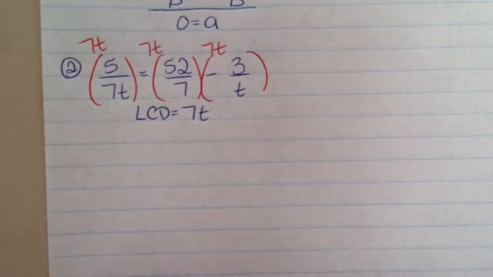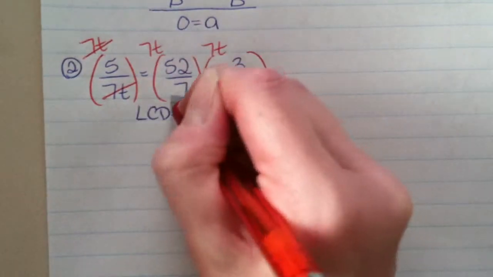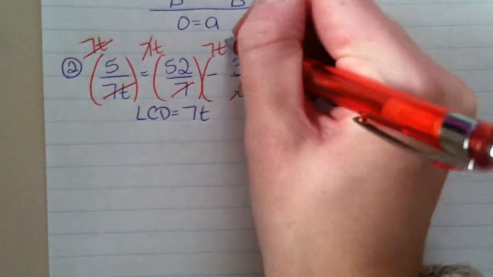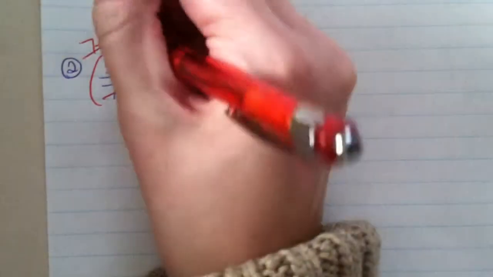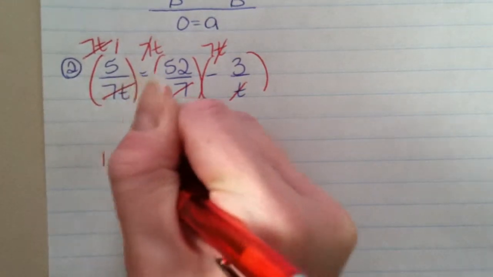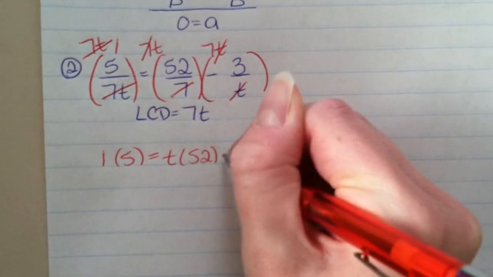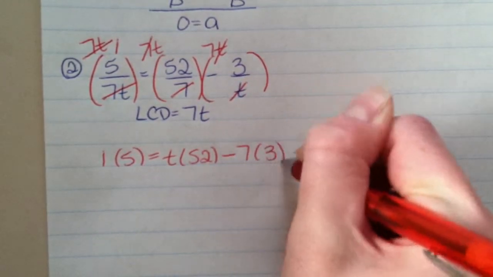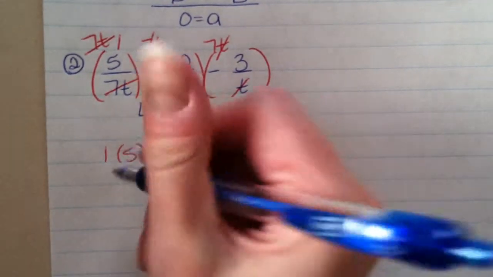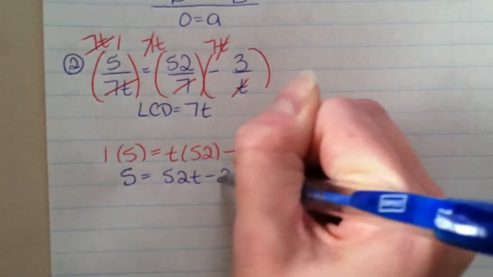Now let's simplify. 7t over 7t cancels each other out. 7t over 7, the 7's drop out. And 7t over t, the t's drop out. So now I am left with 1 times 5 equals t times 52 minus 7 times 3. Okay. 5 equals 52t minus 21.